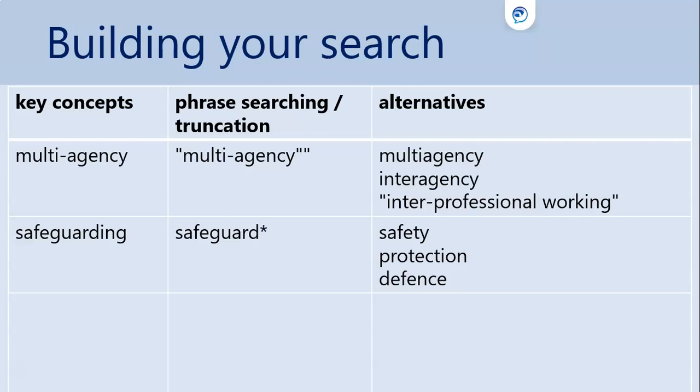For safeguarding, we could also search for safety, or protection, or defence. Again, notice here that I have put a star or asterisk at the end of the term safeguard. The star is the truncation or stemming symbol and alerts the search engine to look for any words that start with safeguard. So it would find safeguard, safeguards plural, safeguarding, safeguarded, etc.